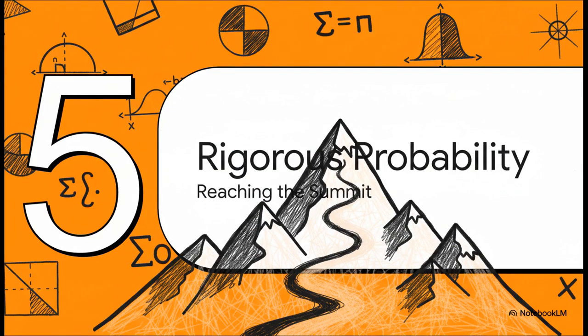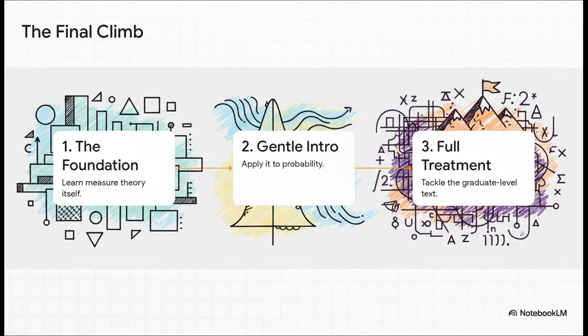All right, with that incredibly solid foundation in analysis now in place, we are finally ready. We've done the prep work. It's time to climb the actual mountain. This is where we take on measure theory head-on and use it to finally understand probability with true rigor. This final climb has 3 clear steps. First, we learn measure theory itself. Second, we get a nice, gentle introduction to how it's actually used in probability. And third, we go for the whole shebang, the full, comprehensive, graduate-level treatment that ties it all together.